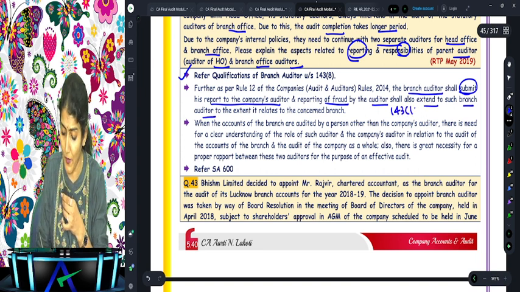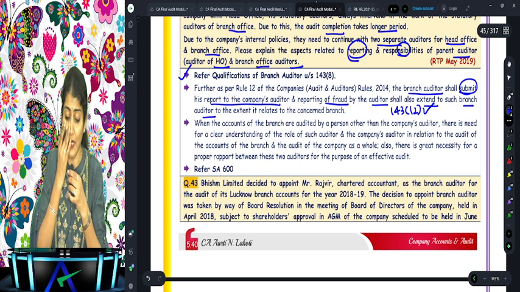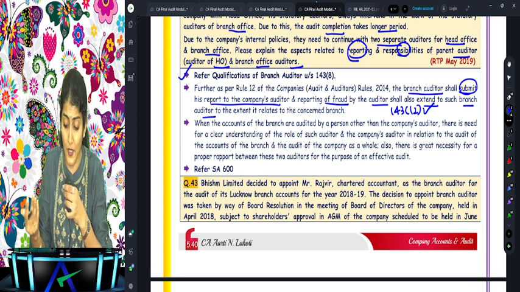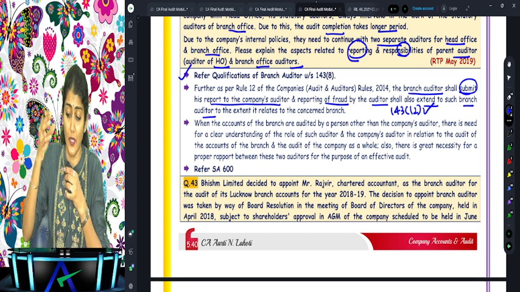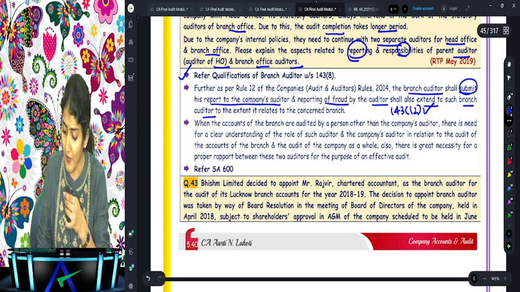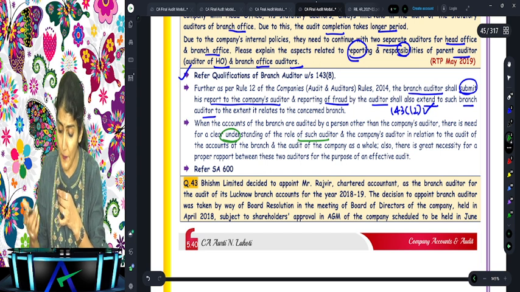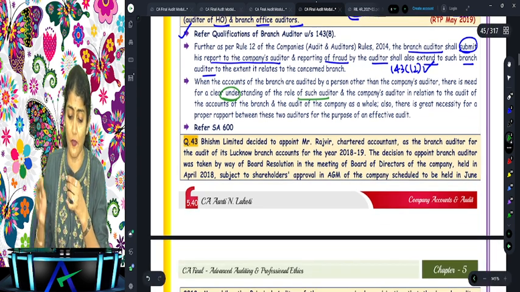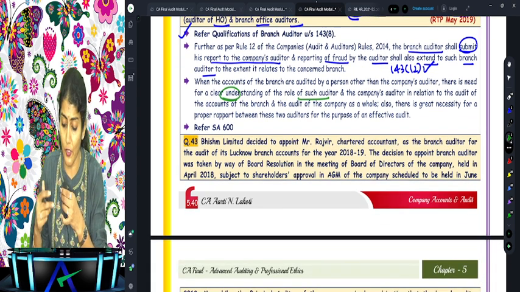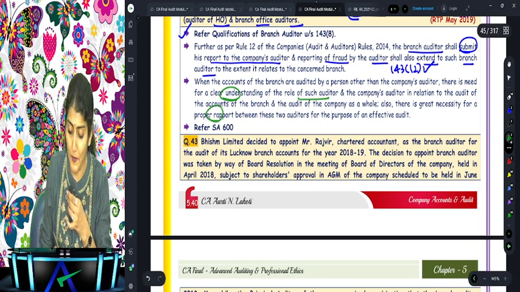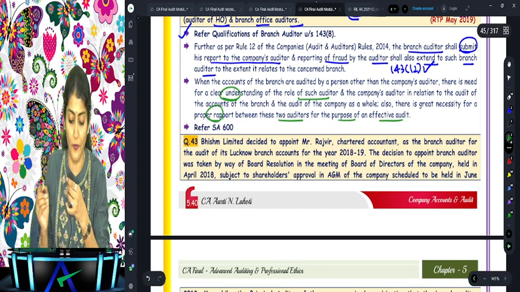What did I tell you? 143.12, is it also applicable to branch audit? Yes. And where the accounts of a branch are audited by a person other than a company auditor, there needs to be a clear understanding of the role of such auditor and the company auditor in relation to the audit of the accounts of the branch and the audit of a company as a whole. There is a great necessity for a proper rapport between these two auditors for the purpose of an effective audit.